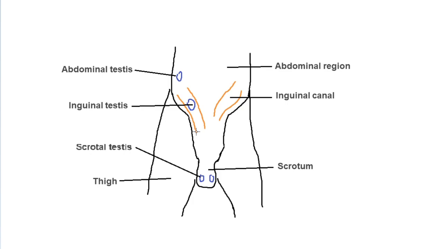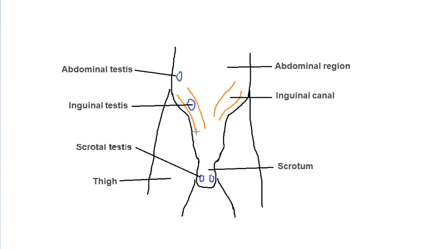So the testis from the abdominal region enters into the inguinal canal, and from the inguinal canal the testis enters into each scrotal sac after the 7th month of development. You can also see I have shown the testes in the inguinal canal, and that testis is called the inguinal testis.